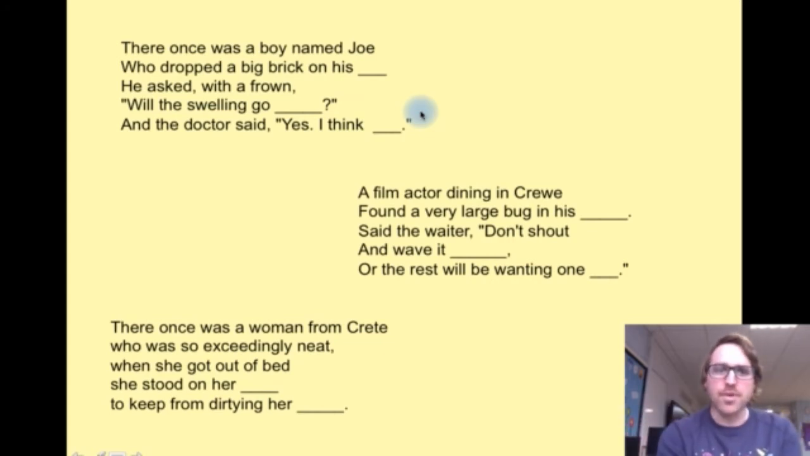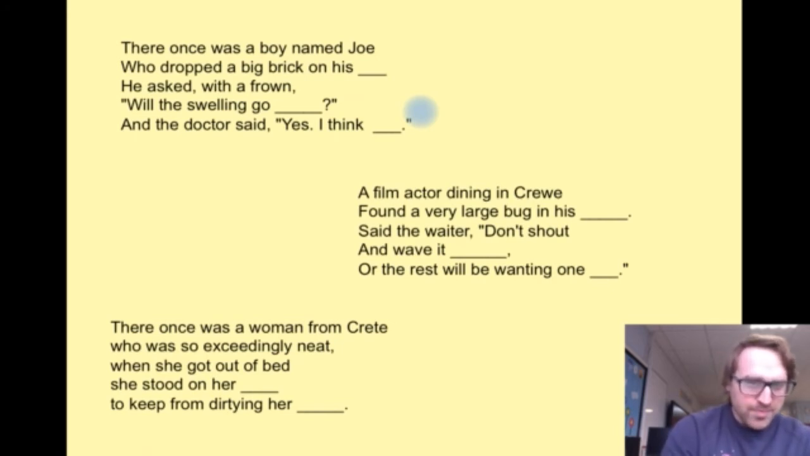Okay. So, next one. A film actor dining in Crewe found a very large bug in his... Said the waiter, "Don't shout and wave it, or the rest will be wanting one." Okay, so I'll pause the video, have a think, but I'll tell you what I put. A film actor dining in Crewe found a very large bug in his shoe. I would put shoe on that line. Said the waiter, "Don't shout and wave it about." I put about on that line. Or the rest will be wanting one too. Okay, and again a nice funny one at the end.